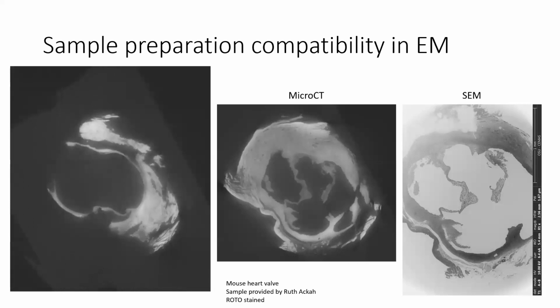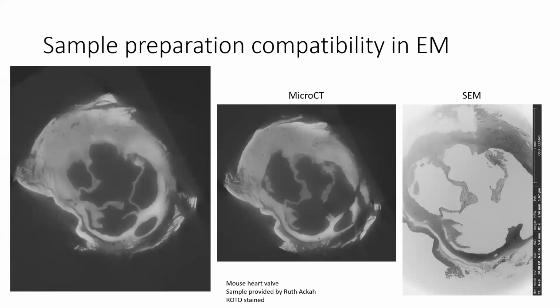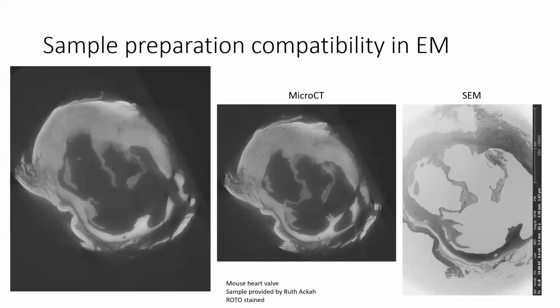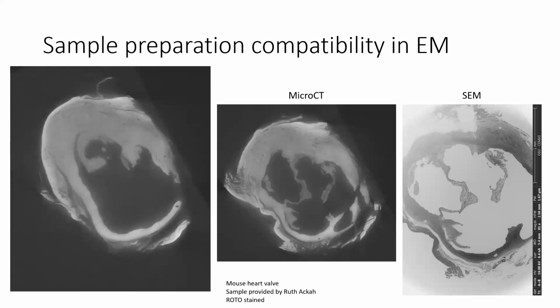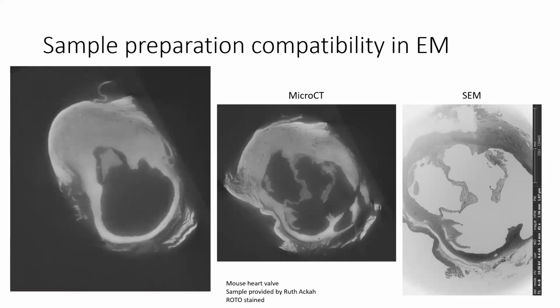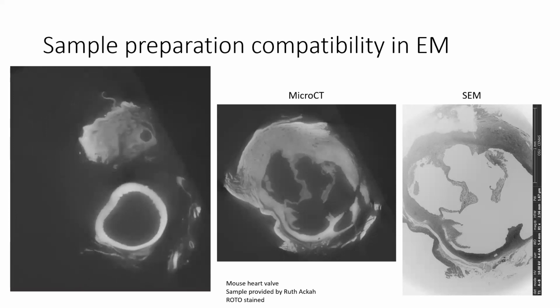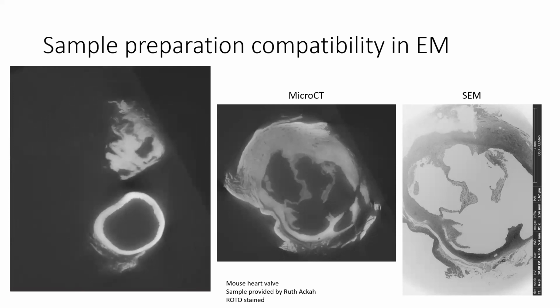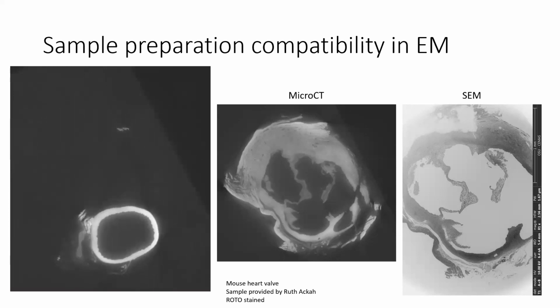So I had a user take a look at mouse aortas, mouse heart valves. And she had some extra samples, so she let me keep one. And this is a microCT scan through one of them. It's very nice. It was heavy metal stained. I stained it with ROTO, which is reduced osmium thiocarbohydrazide osmium, because I knew I wanted to image it with electron microscopy. So that was why I didn't do it the cheap, easy way.